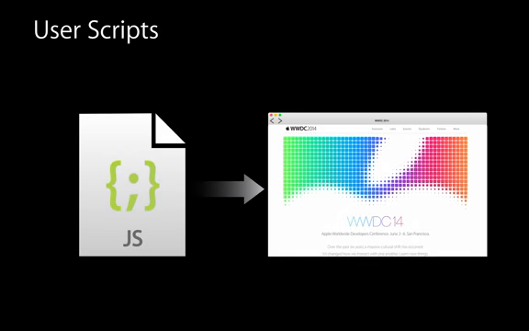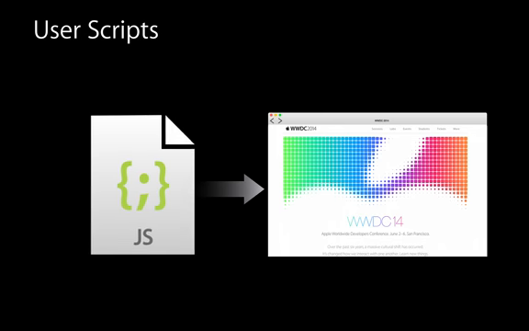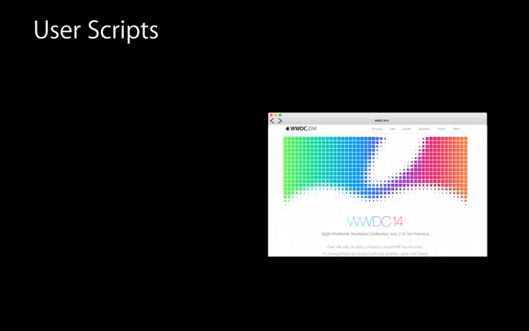So let's talk about user scripts. User scripts are a way for you, app developers, to take some JavaScript and inject it into the web page and then have it do something. This will happen automatically for every web page, so you don't have to manually call it every time the page loads.